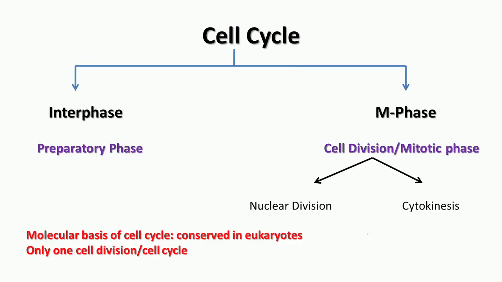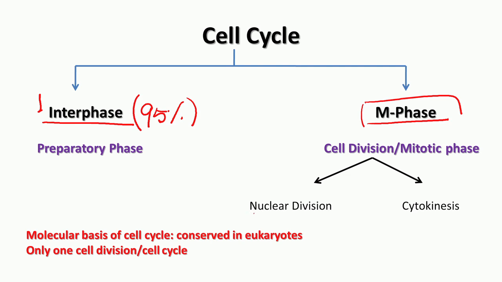Now, this cell cycle consists of two major phases. The first phase is the interphase. Interphase occupies almost 95% of the time of a cell cycle, while M phase is much shorter lived, and it is in the M phase that first the genetic material, after being duplicated, the nucleus divides into two nuclei, and then the cytoplasm divides and gives rise to two daughter cells. So, you have nuclear division, you have cytoplasmic division.